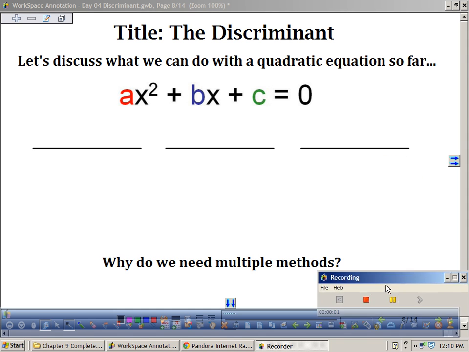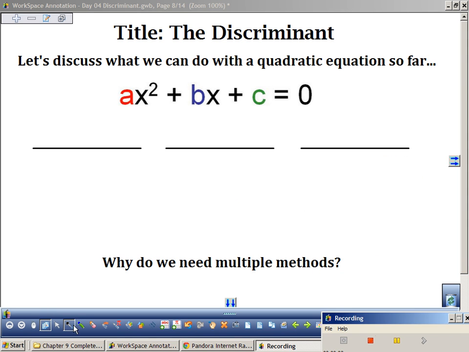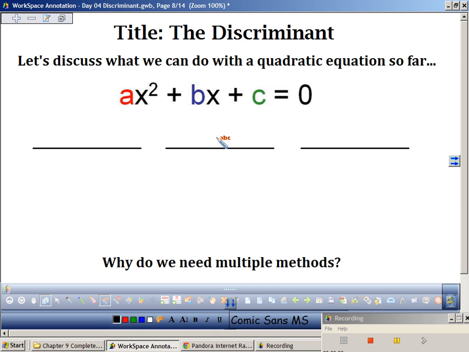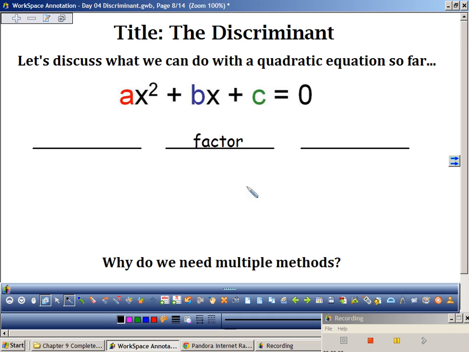So today let's talk about the discriminant. Can somebody tell me one way that we have used the quadratic equation so far? We've used 3 distinctive ways. Excellent, Armando. We have factored. That's part of factoring.